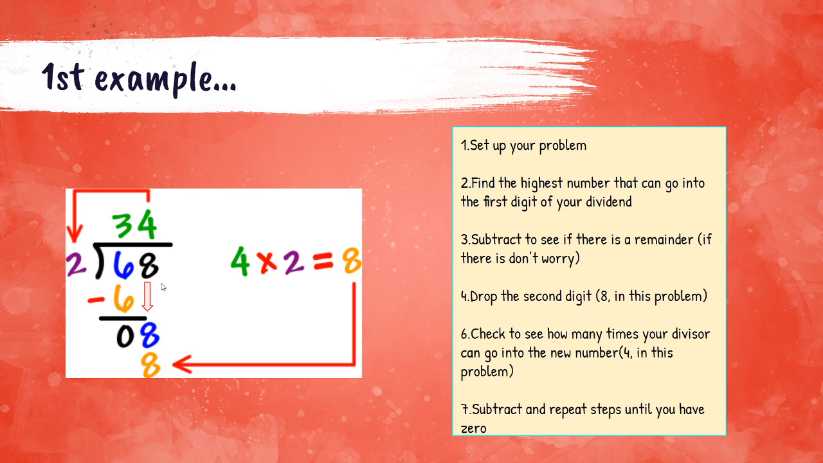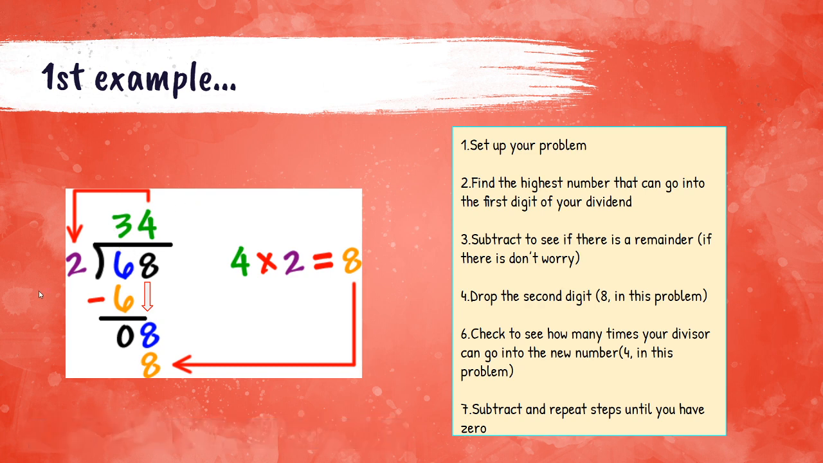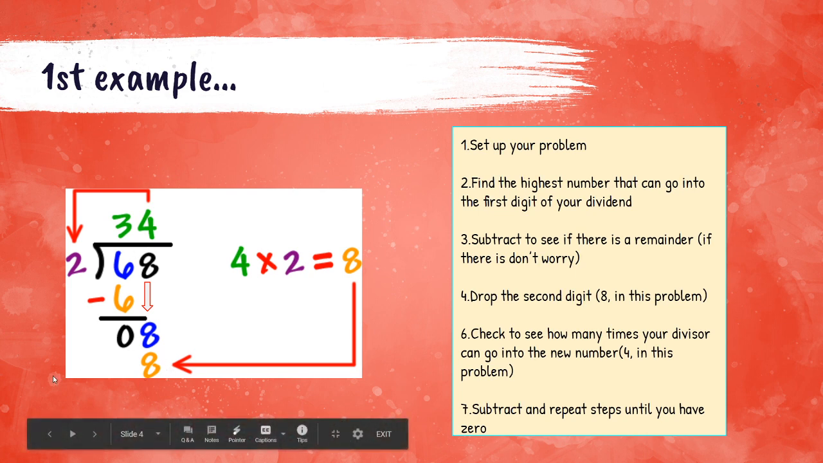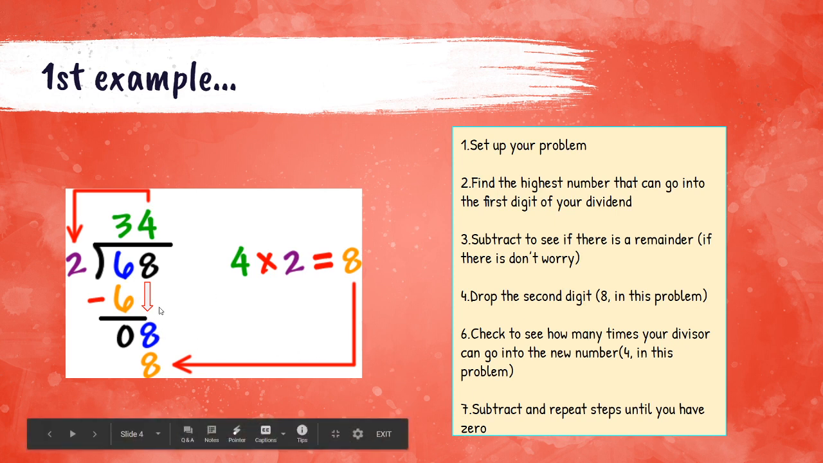Then I have to repeat the steps, right? So I have to say, 2 goes into 8 how many times? Is it 3? 6. But wait, 2 can go into 8 evenly by 4. So I put 4, 2 times 4 is 8. Then I subtract this 8, right? And once I do that, I have no more remainders in the end. So subtract and repeat the steps until you have 0. I have 0, because 8 minus 8 is 0. And then here you go, I have my quotient as 34.